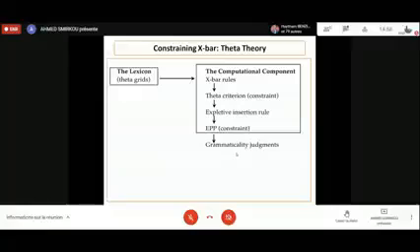Then we move to the surface structure. Which means that moving from the computational component to the surface structure, we have a number of transformational rules. It's like moving from the deep structure to the surface structure. We have a number of transformational rules. Any question, or do we stop here?